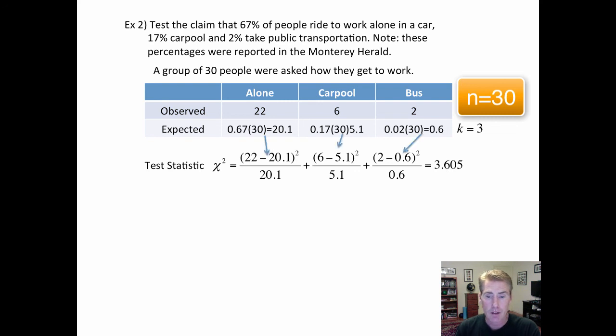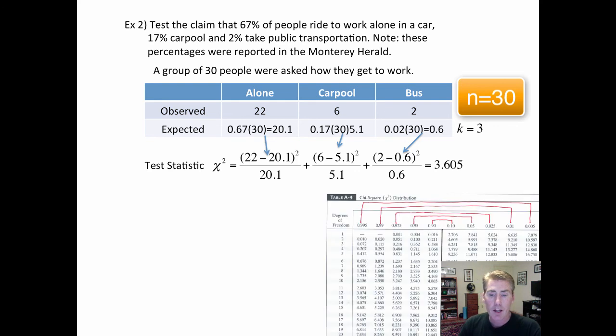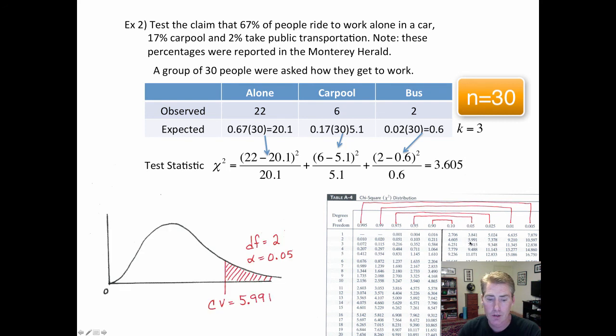Next, we need the graph. Oh, my nice little arrows. There you go. Next, we're going to need the graph. So the degrees of freedom is k minus 1, so that's a 2. Again, it's a right tail, and we're going to use 0.05, so it's 5.991. 5.991 is the critical value. There's a nice little picture, degrees of freedom 2, critical value 5.991.